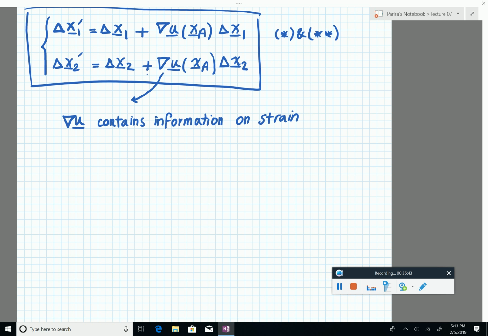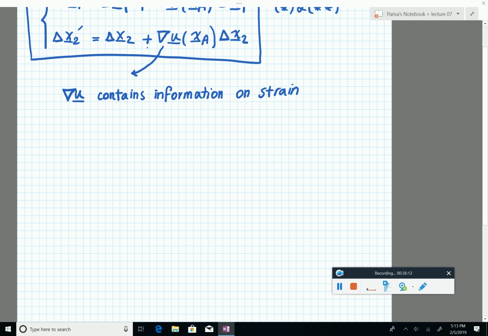So now, next, I want to find a way to filter out the rigid body displacement from deformation because I'm not very interested in that. If the body is just moving somewhere or rotating without changing shape, that's not a strain. I don't care about that. And we want to see how to do it. So for that, I need to rely on your information from before. The gradient of displacement vector. What kind of object is this?